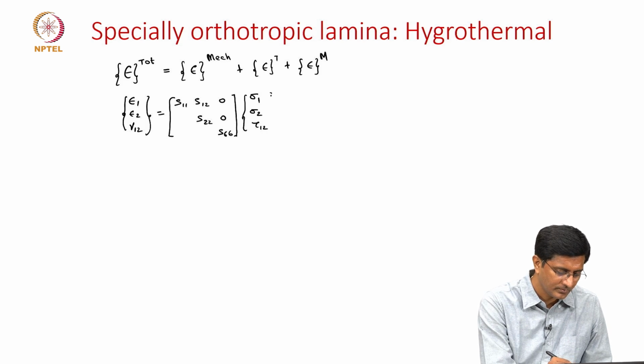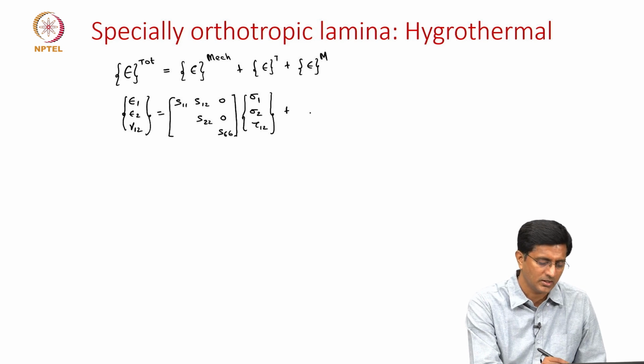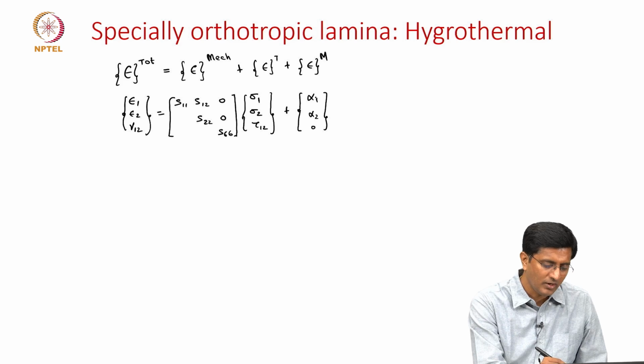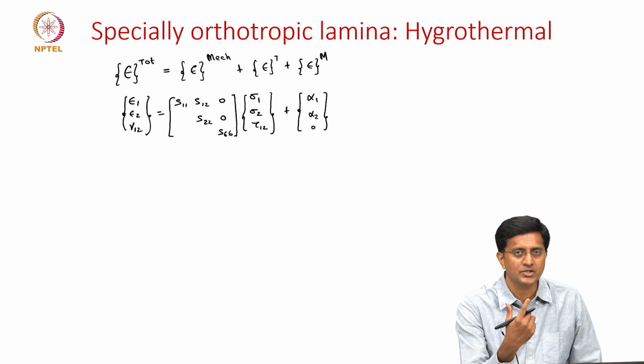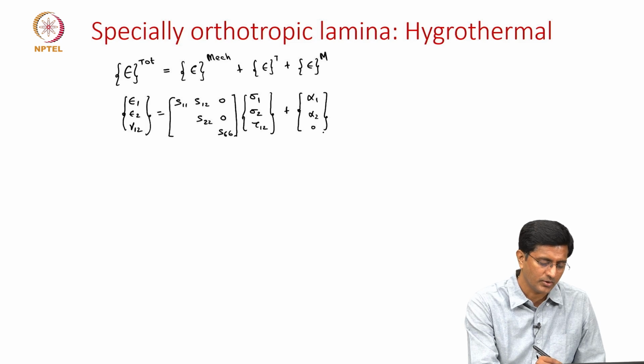plus the strains because of the temperature, we'll write it as alpha times delta T, but now we'll write it in terms of alpha 1, alpha 2 and 0. So because 1 and 2 are the two directions of the plane, and the third component is the shear component. For a shear specially orthotropic, we said the shear is 0. So that's why the third component is 0 times delta T.